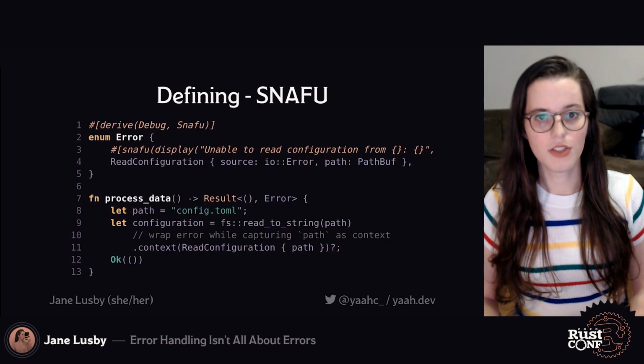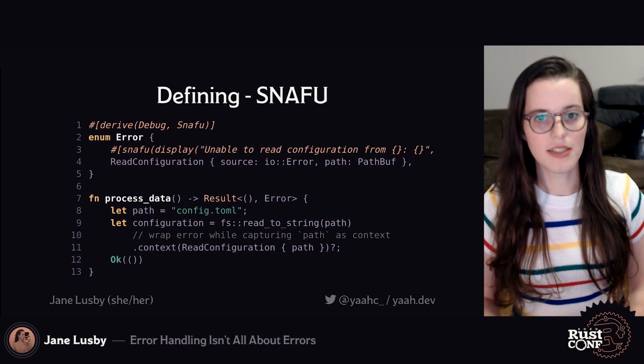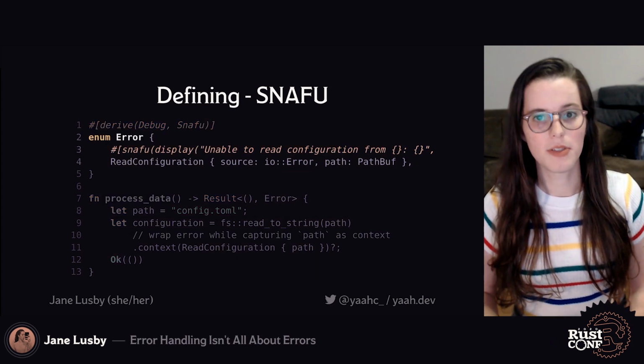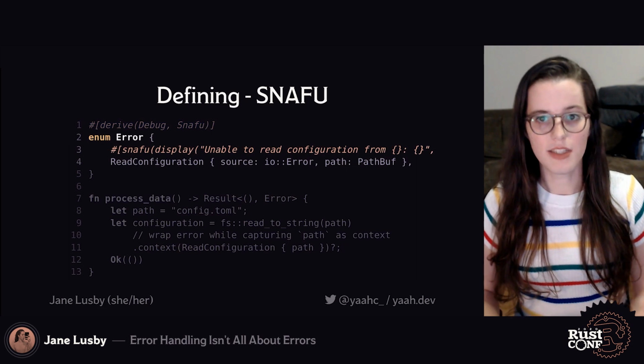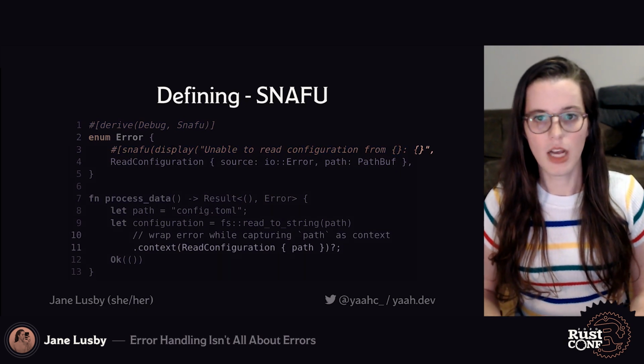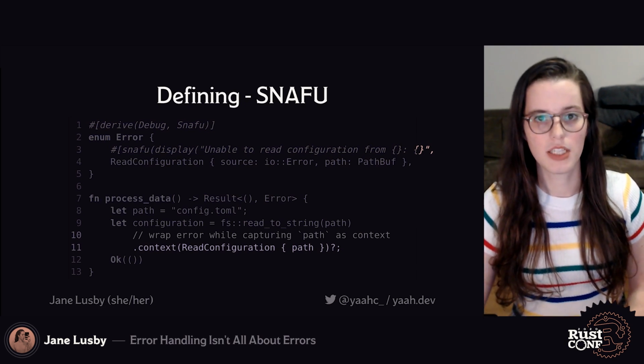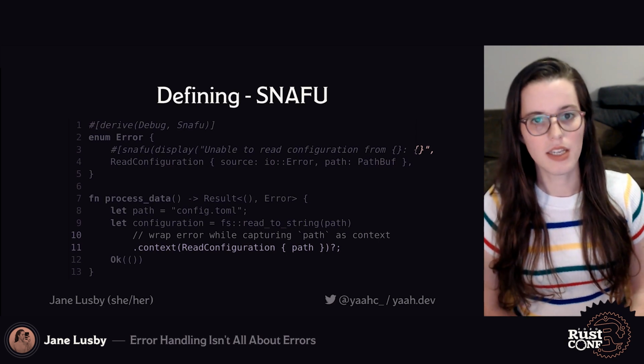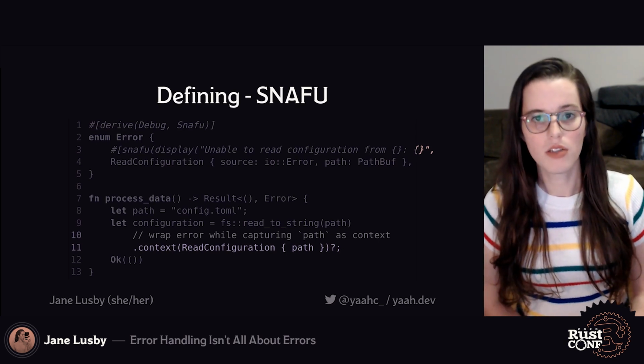Now I'd like to move on to snafu. Snafu is another error-derived macro, much like this error. We use it the same way. We add the macro to our derive attribute, and we use some custom attributes to implement display. The main difference is that snafu also has a special helper function called context to further reduce boilerplate when capturing context for error messages. The context function takes a result and a context selector struct, which is auto-generated by the derive macro.